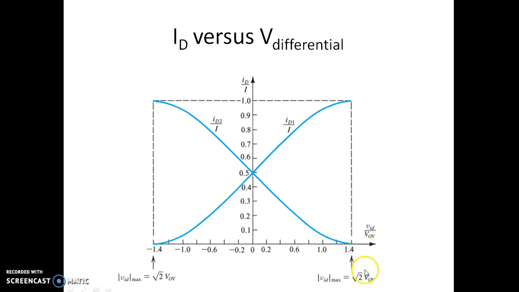So this is the range of input voltages where the entire current flowing through one of the transistors will be transferred onto the other transistor when you apply a positive voltage. A similar thing will happen with a negative voltage, so it will be transferred onto the other transistor. We'll see further analysis of differential amplifiers in the coming weeks.